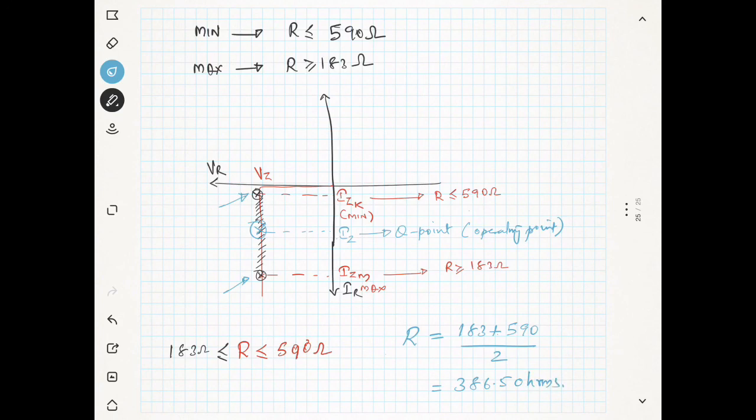You can also take the average in another way, like R is equal to the square root of 183 into 590. This is also possible, but anyway, you can follow the simple average. I don't want to make it more complicated. So the answer is the average of the minimum and maximum values. I hope that this is clear to you. Thank you.